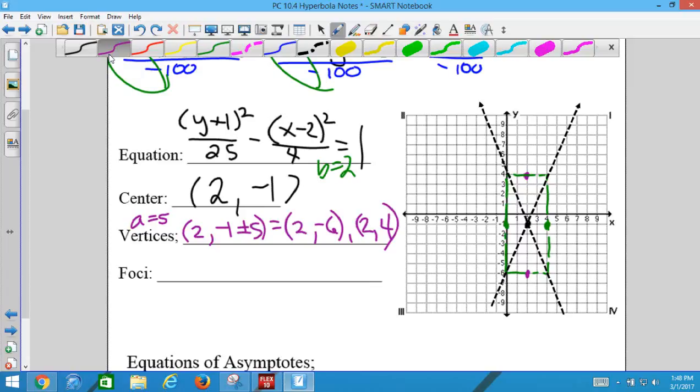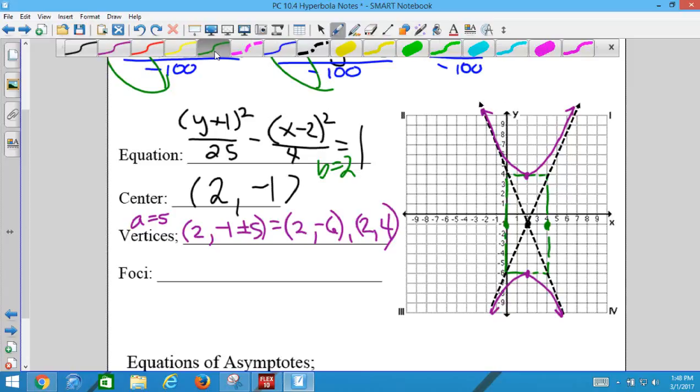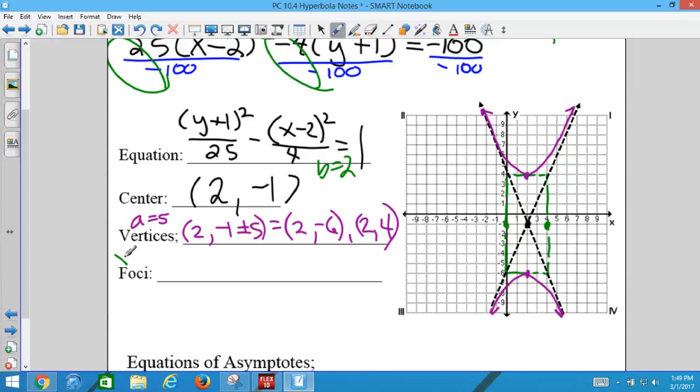Okay, so I'm going to draw in my hyperbola. Remember, it gets closer and closer to the asymptote. It does not touch the asymptote and go back. It just gets closer and closer to the asymptote. Now the foci, by doing square root of 29 for C, and that's going to go vertically. So we'll do 2 comma negative 1 minus square root of 29, and 2 comma negative 1 plus square root of 29, which is about 5.4.